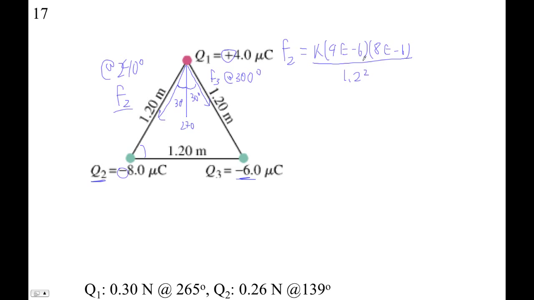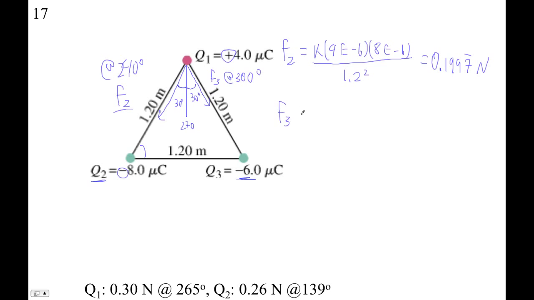I'm getting 0.199 and a lot of sevens, 7 bar, and that's newtons of force. I'm going to store that in A just for fun. Okay, let me double check that. Yeah, I think that's right.